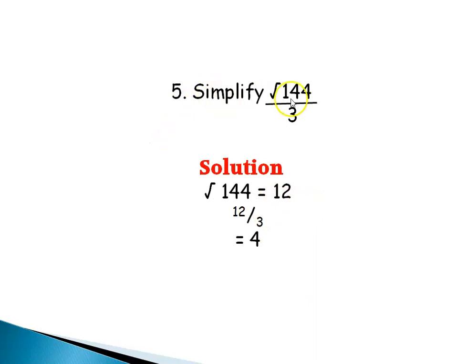The next question says simplify the square root of 144 divided by 3. So that means I have to find the square root of 144 first. So what is the square root of 144? 12. Because if I say 12 times 12, I'll get 144. So the square root of 144 is 12. And now I will say 12 divided by 3, which will give me 4. So this is my final answer. Do we understand this? Very good.